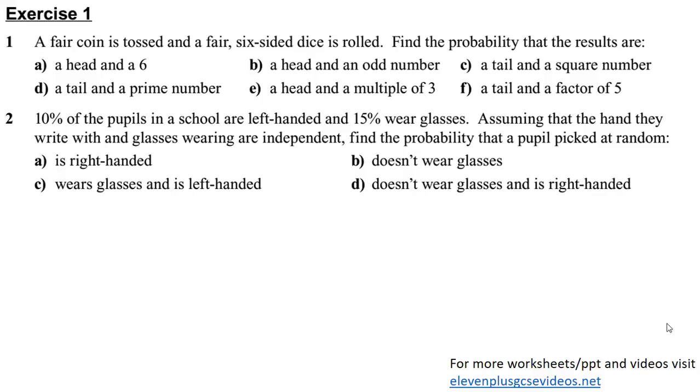Right, just carrying on from where we left with question 2 in our previous video. Question 2 says that 10% of the pupils in a class are left-handed and 15% wear glasses. Assume that the hand they write with and the glasses wearing are independent, which means they don't affect each other. Find the probability that a pupil picked at random is right-handed.